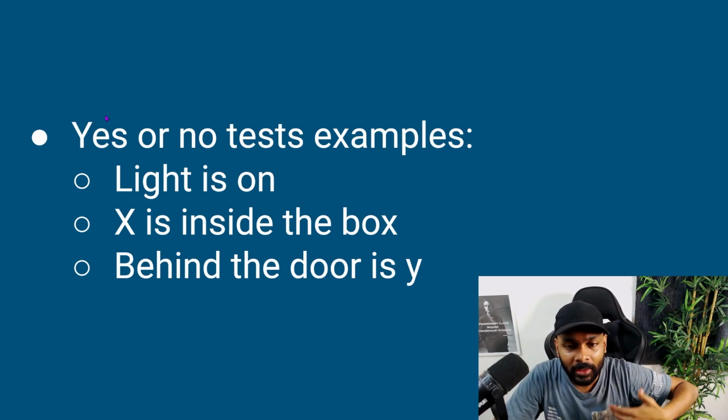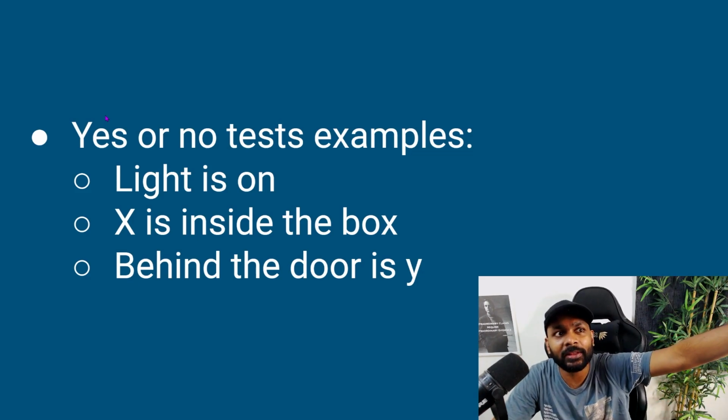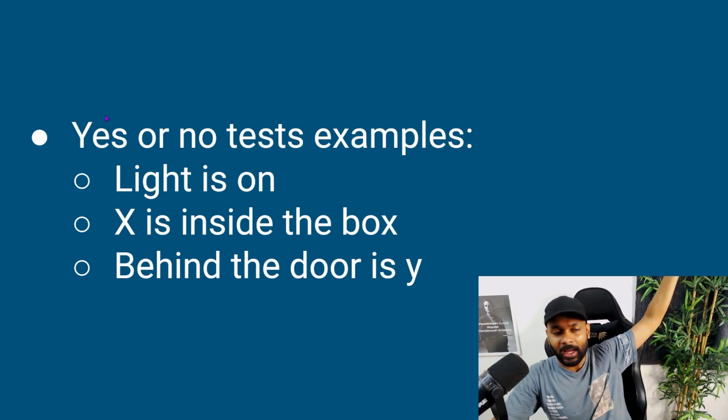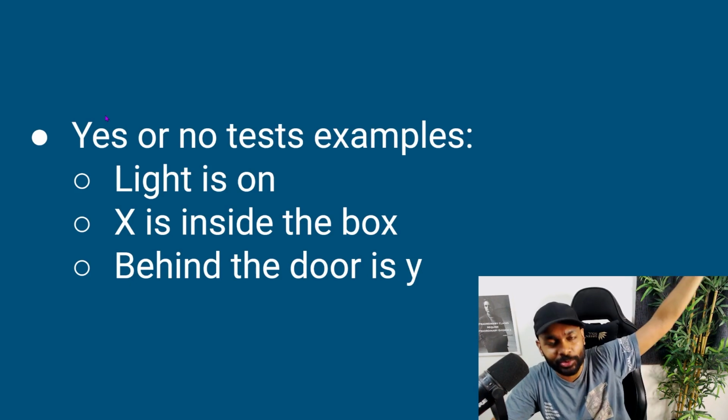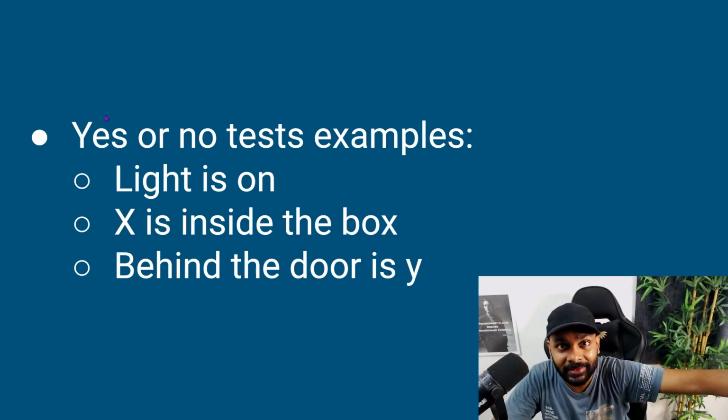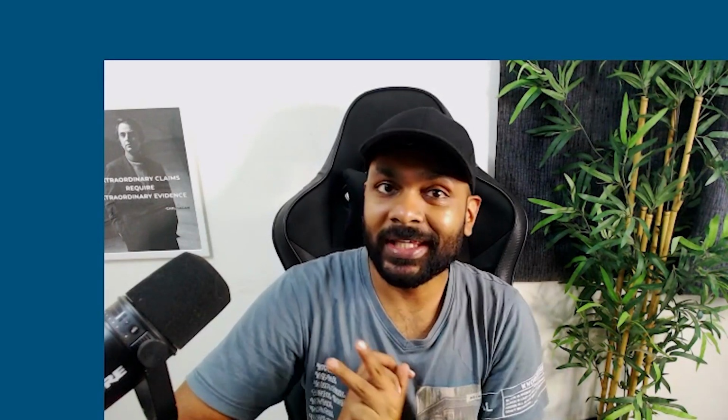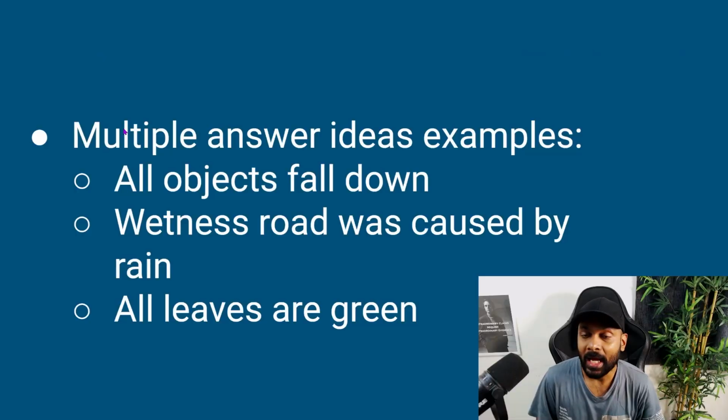Another example could be behind the wall is my friend. I say I have a friend named Vishnu. I open the door, either Vishnu's behind the door or he's not. That's a 2-option test. That's a yes or no. So yes or no tests are tests which only have 2 possibilities. Either it is the case or it is not the case. That's it. And here are some examples for multiple answer ideas.